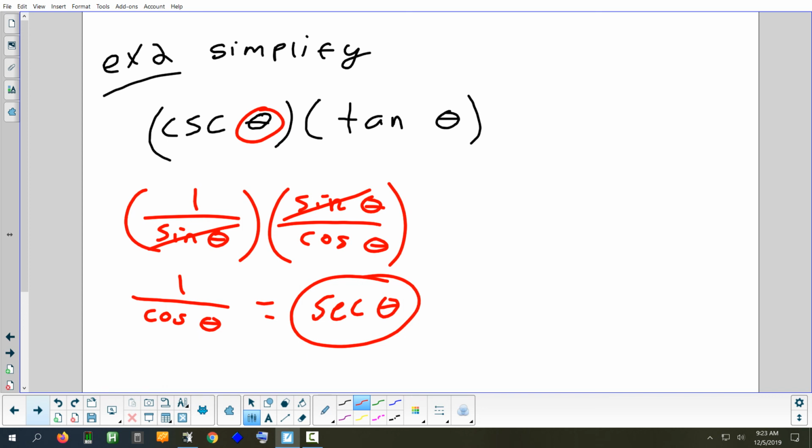Any question on that one? So what that basically means is, if you take the cosecant of anything you can think of times the tangent of that, it'll always be the same as just doing the secant.